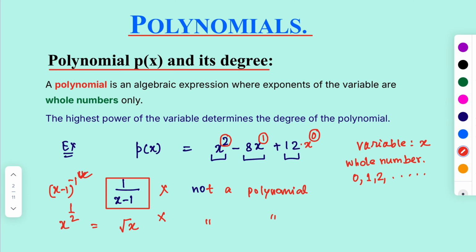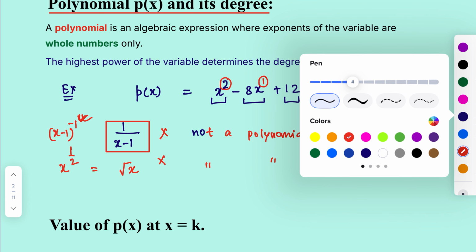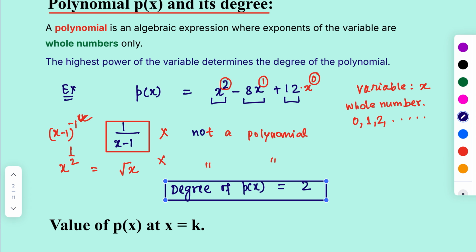So it cannot be a polynomial. And in this chapter, we will generally concentrate on second degree polynomials. That means the highest power of the polynomial will be equal to 2. Here, the degree of p of x in the example we have taken, the maximum power of x is 2. So the degree of this polynomial is 2 here.